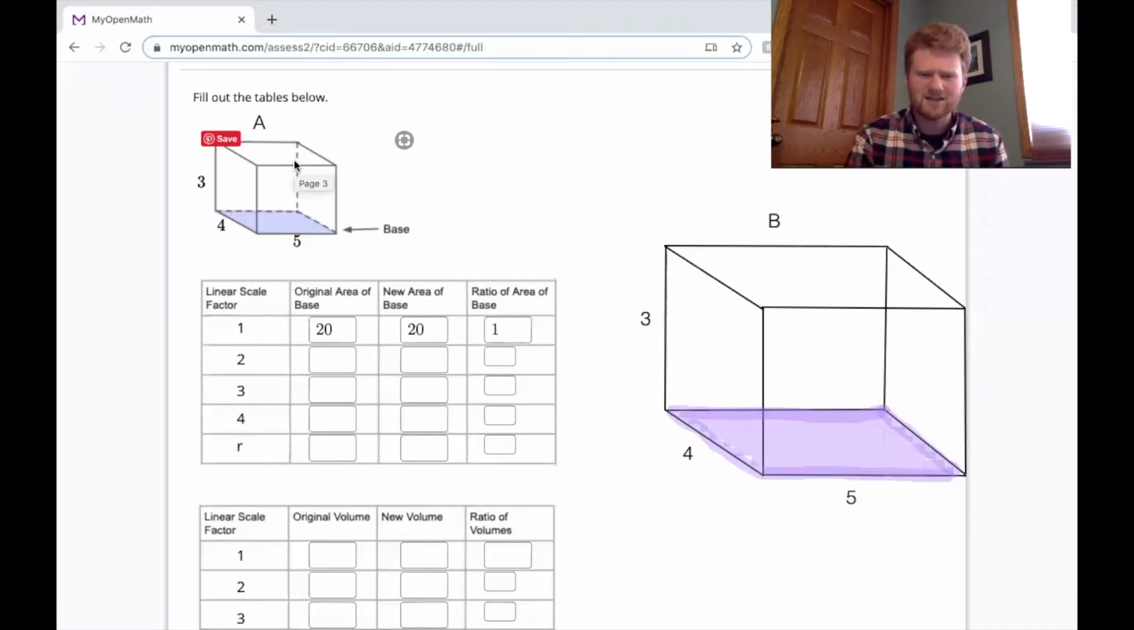And just one last brief reminder about what similarity means. Similar means the same shape, but not the same size. So remember, congruent is another term we use, but that means same shape and same size.